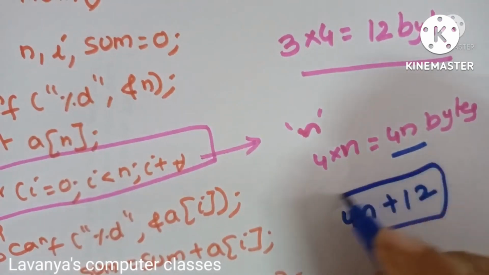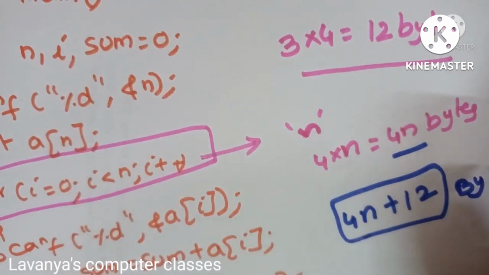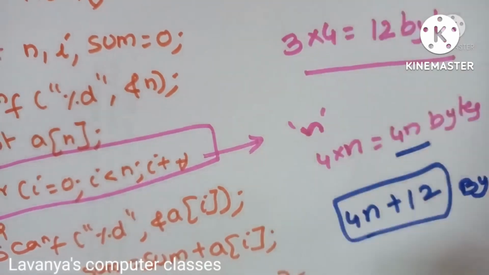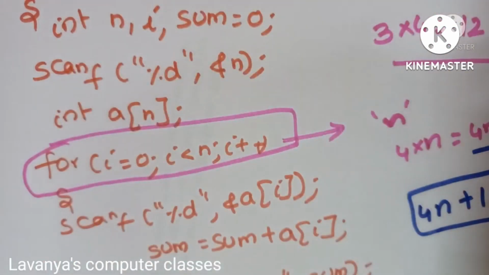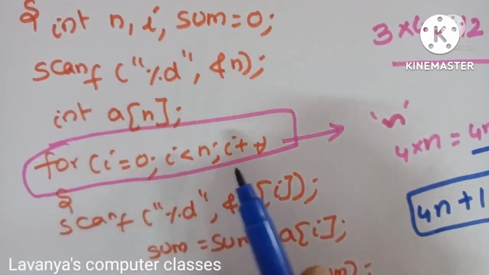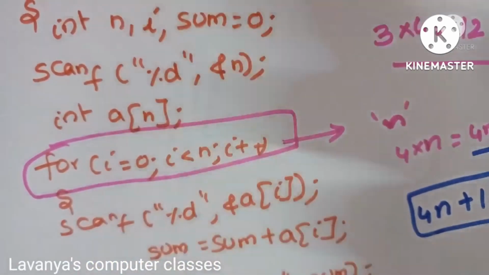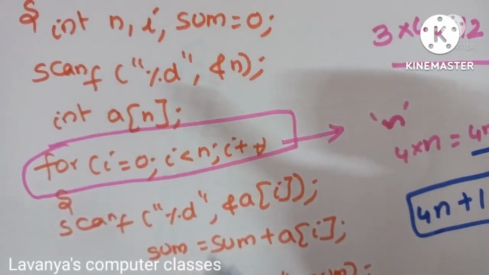N depends upon the values. So this much space or memory we require for executing this program. That is called space complexity. So this is the concept of time complexity and space complexity for an algorithm.